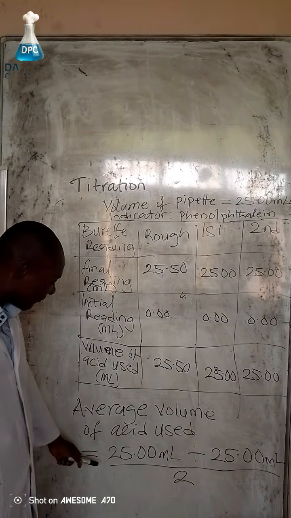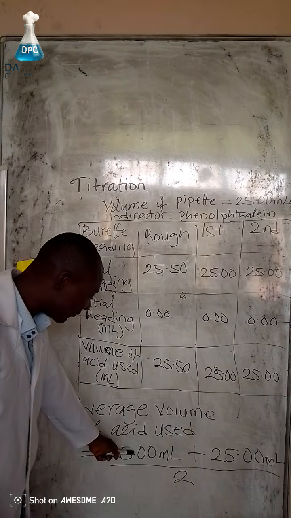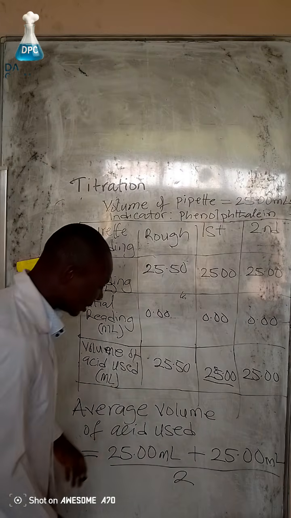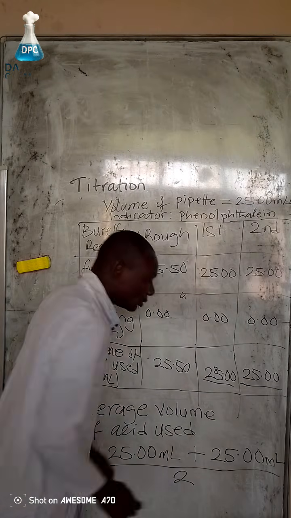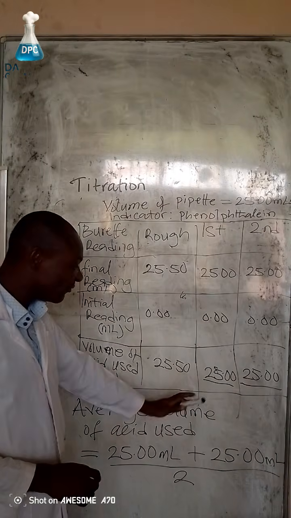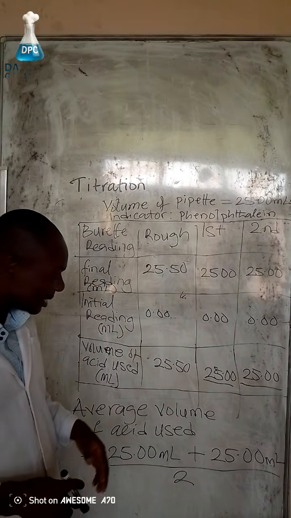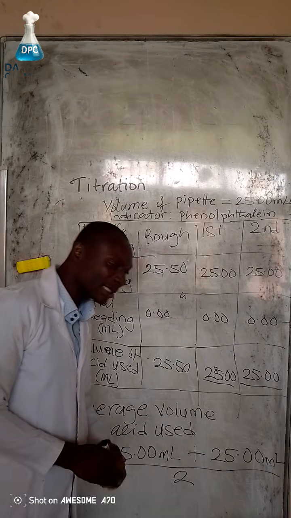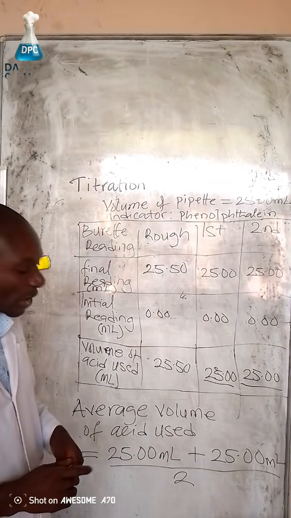Now, average volume of acid used. The first titration gave us 25.00 ml. The second titration also gave us 25.00. This is the work of an expert. So the values happen to be exactly the same. It's not a must, it depends on your expertise. Somebody can titrate and have a wide range, but when it is close or the same, it's a matter of your skill, how good you are in titration.